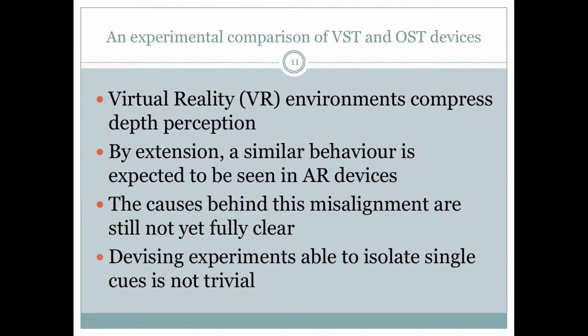There are several depth cues which are behind our comprehension of depth, so it is not easy to isolate single cues in experiments. So it is still not fully understood which cues are causing that depth compression, or if there is a combination of cues which is the main culprit behind that underestimation.